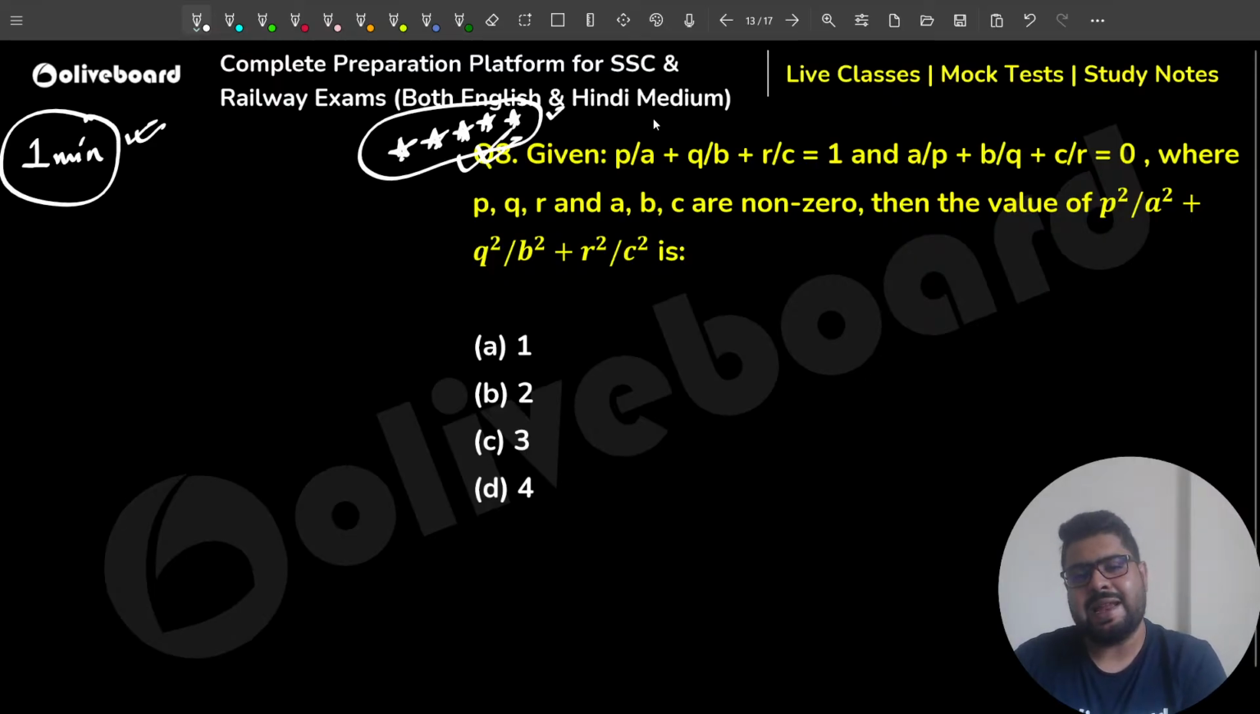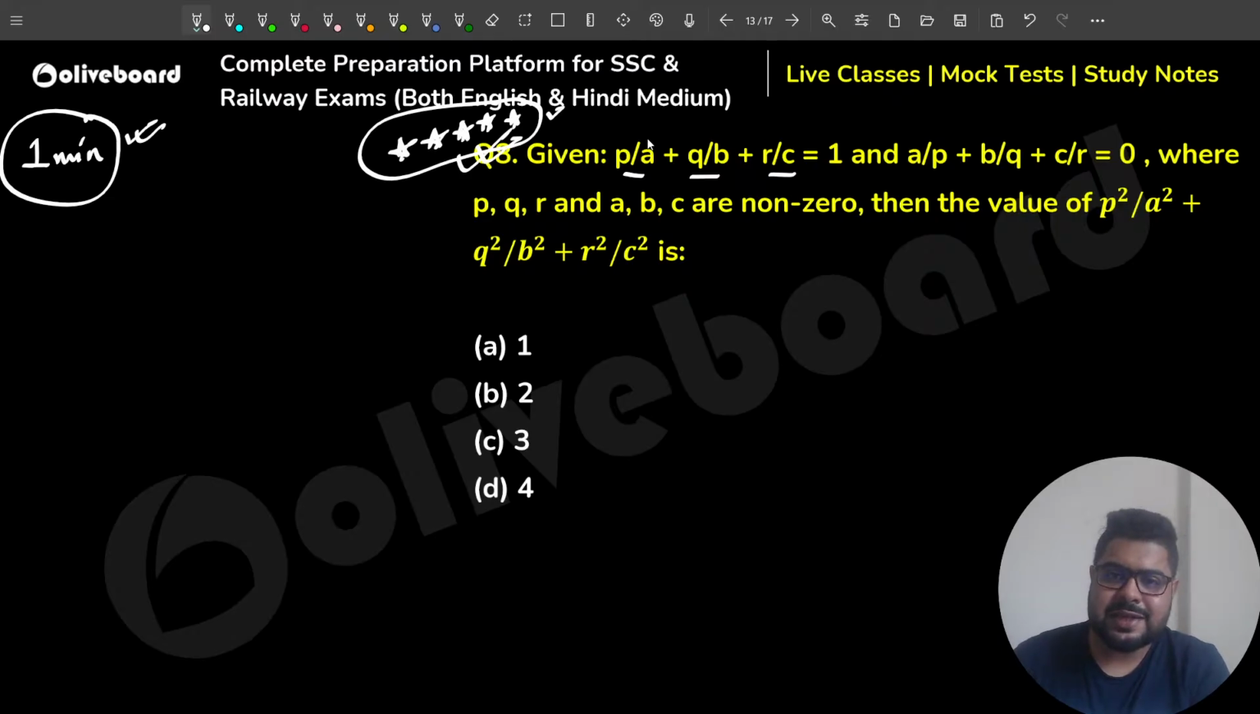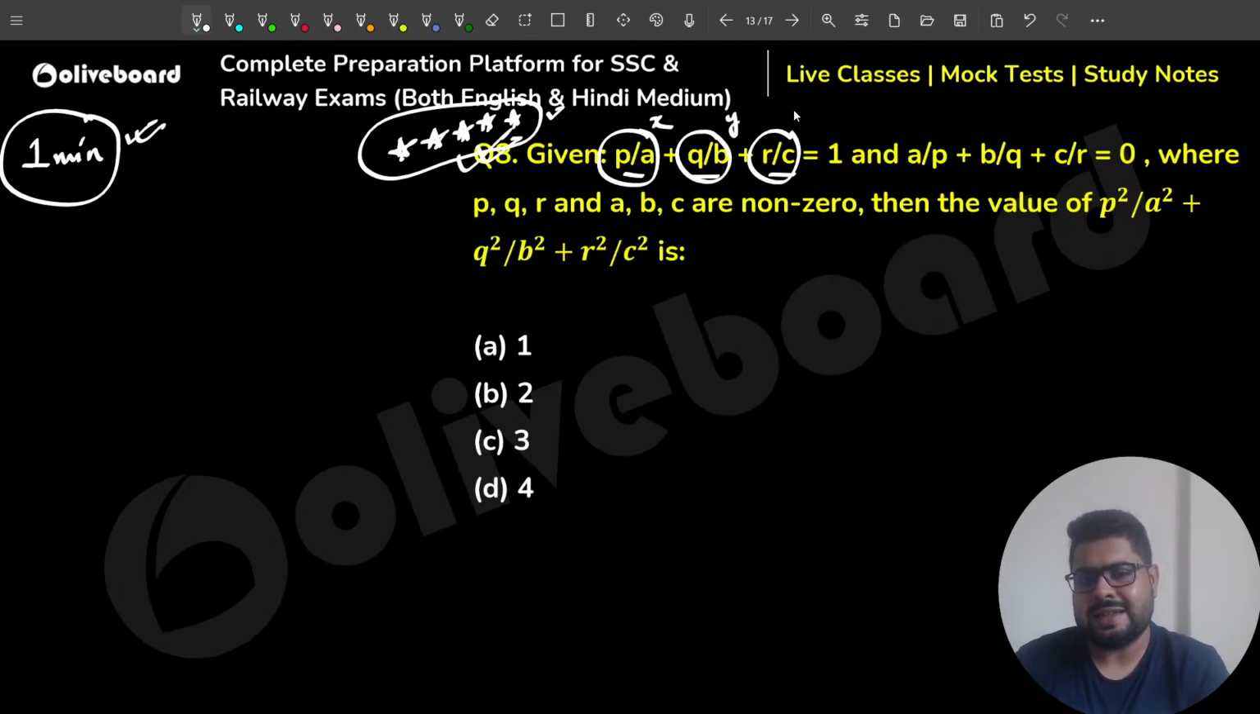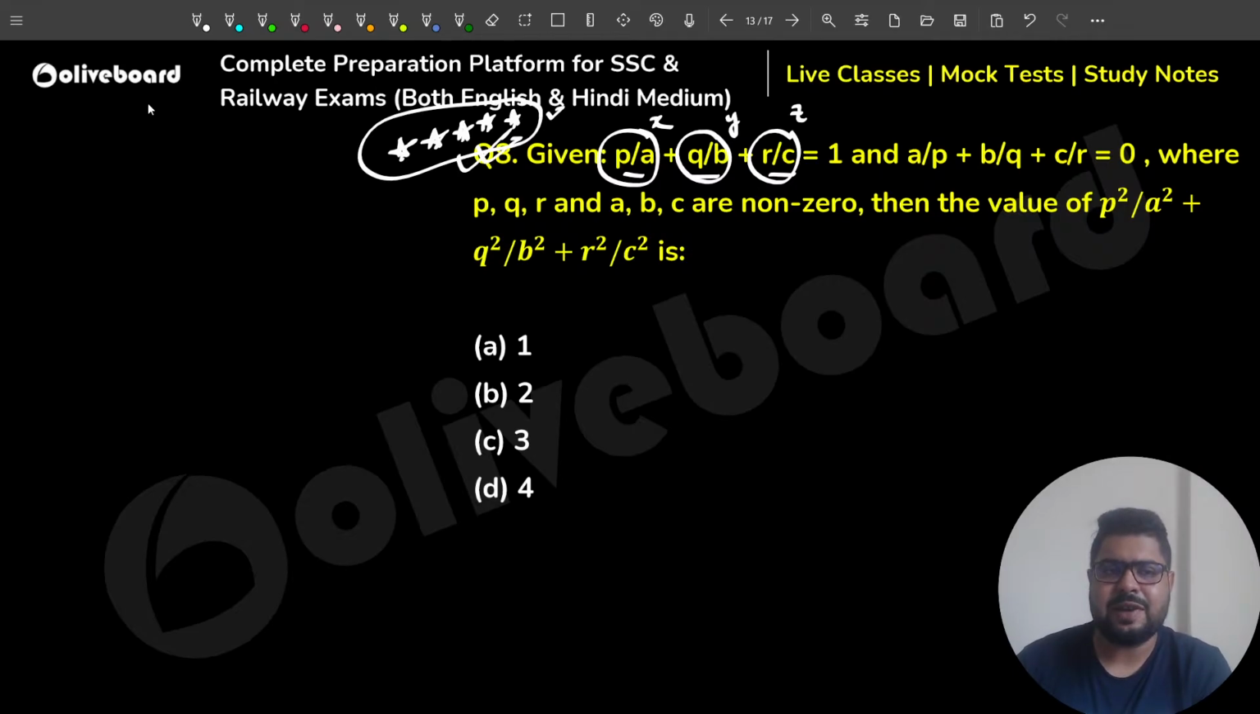The moment you are thinking of this as 6 different variables P, Q, R, A, B, C, you are stuck. Let's do one thing. Let's take this as something X, Y, Z. So I now have very simple equations here.